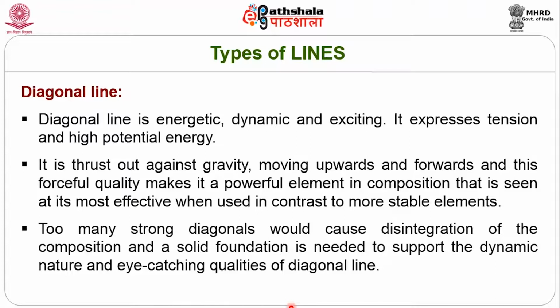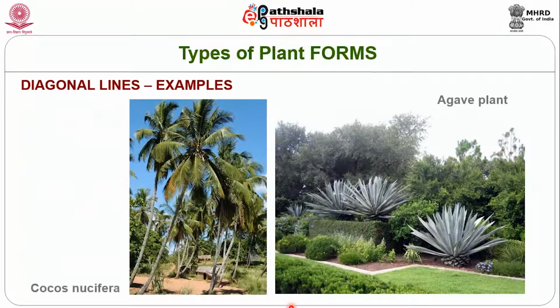But at the same time, too many strong diagonals would cause disintegration of the composition, and a solid foundation is needed to support the dynamic nature and eye-catching qualities of a diagonal line. So, one also needs to have a very strong base for how the diagonal lines are set up. You can see very strong diagonal lines, and you can see how the foundation is set up for this particular diagonal quality to be expressed and highlighted in the picture that you are seeing here, especially with the agave plant.